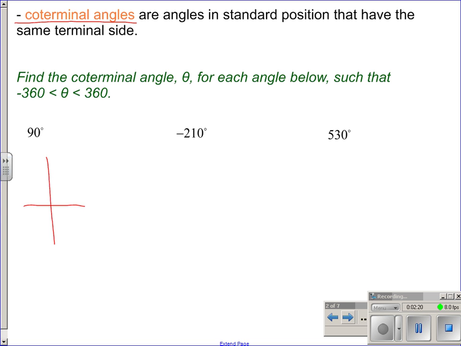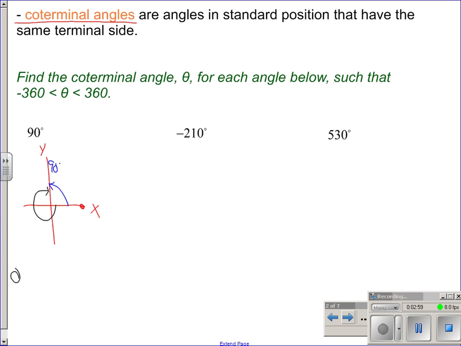So here's my x-axis, y-axis. We are starting here at 0, and we are going up to 90 degrees. So the coterminal angle, well, for it to be between negative 360 and positive 360, we can't go all the way around. That would be 360 plus another 90, so 450 degrees, which would not fit with the requirements of the problem. So what we need to do, to get rid of that, is go negative.